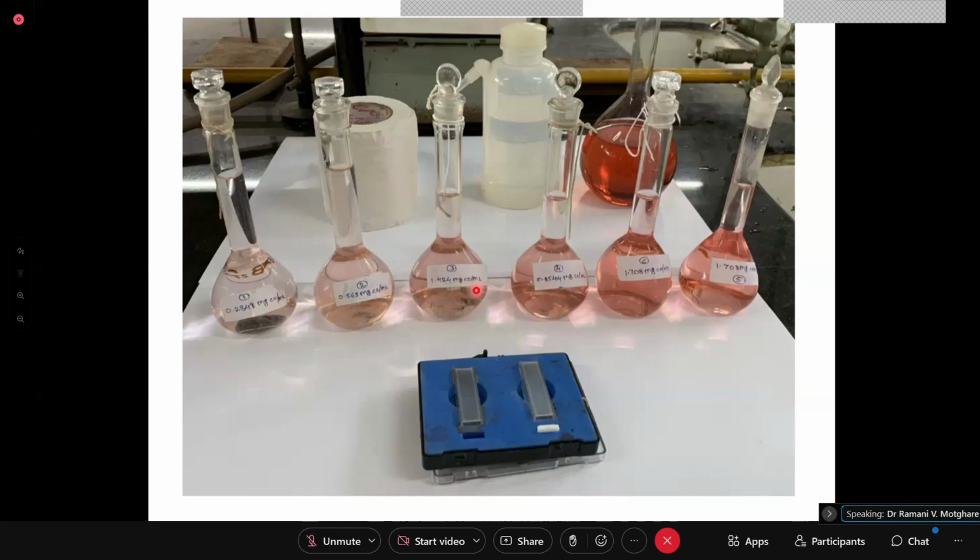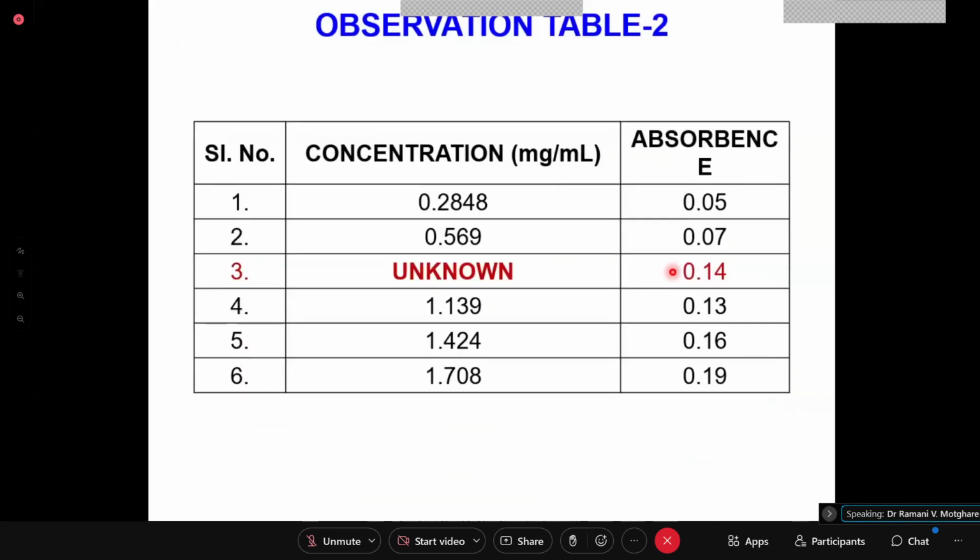I think they have interchanged it. This should have been here and this should have been here. This is the third solution. 0.8544 milligrams per liter should have been the third solution, because this is 0.85 and this is 1.4. Okay, and this is number 5 solution of 1.708. So when you take those solutions into your cuvette, the absorbance is found to be these values.